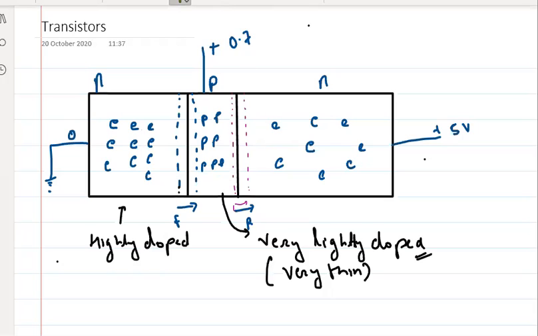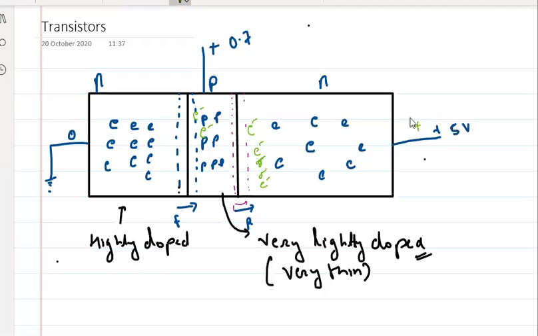Wait, I'll just change the color, okay? And most of the electrons, so some electrons are moving from n-type to p-type, right? But most of the electrons will be pushed, yes or no? Sorry, guys. So most of the electrons will be pushed into n-type, even though it is reverse biased. Most of the electrons will be pushed into n-type. Yes or no? Tell me, guys.